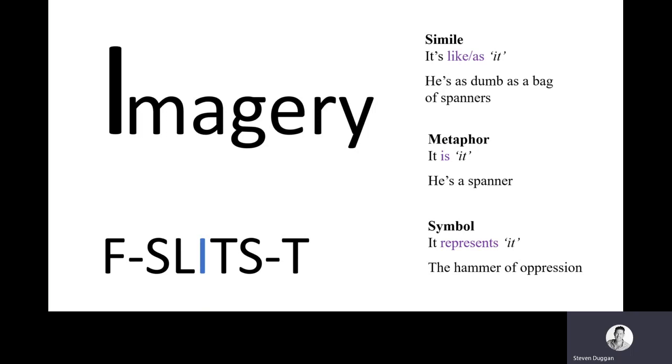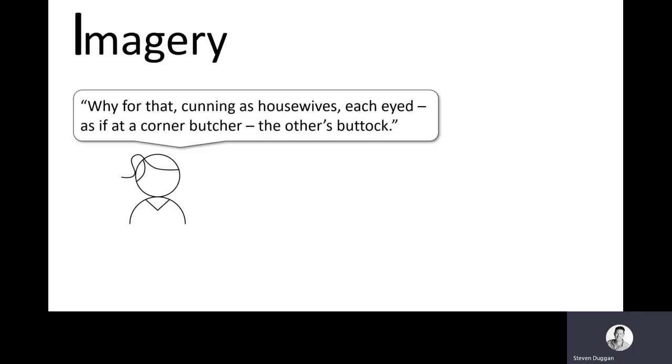The first is the simile, when you're saying something is like something else or it's as something else. You know, here the example is he's as dumb as a bag of spanners. A metaphor where you're making a direct comparison between one thing and another without like or as. You're saying that this is something else. He's a spanner. And then finally symbol, where there's something representing another thing or an idea which runs all the way through the poem. You know, for example, the common phrase about communist Russia, and they talk often about the hammer of oppression. So let's again look at some examples from poetry that you might be familiar with.